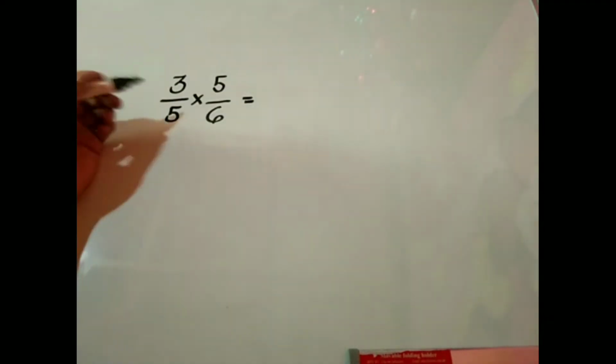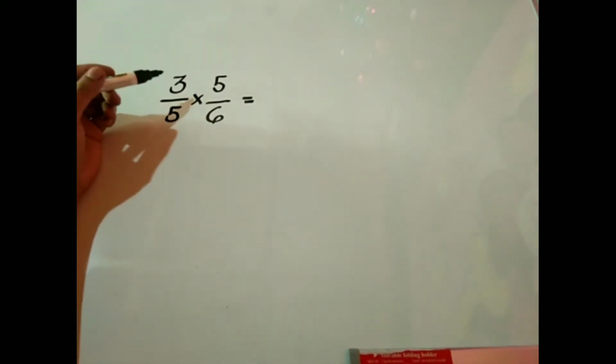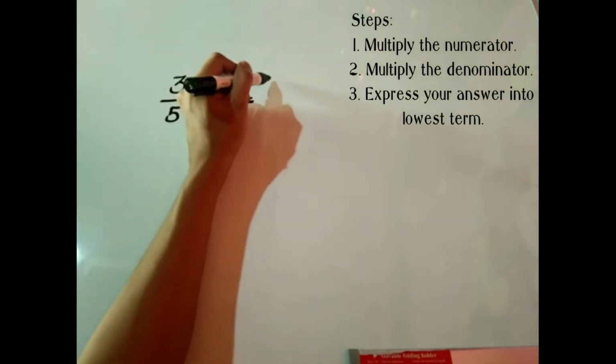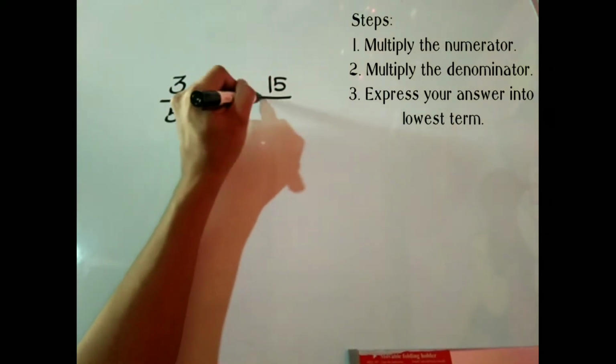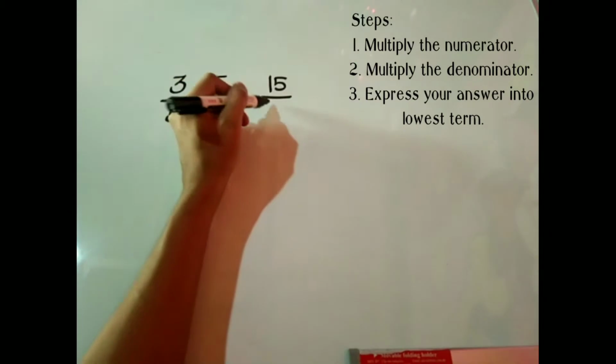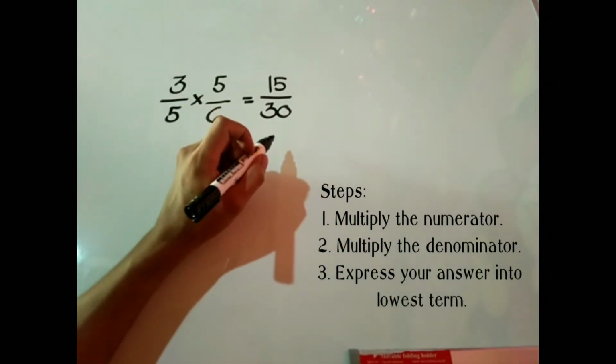So we have here 3/5 times 5/6. First step, we need to multiply the numerators. 3 times 5, we have 15. Next, step 2, multiply the denominators. 5 times 6, we have 30. So, we have 15 over 30.